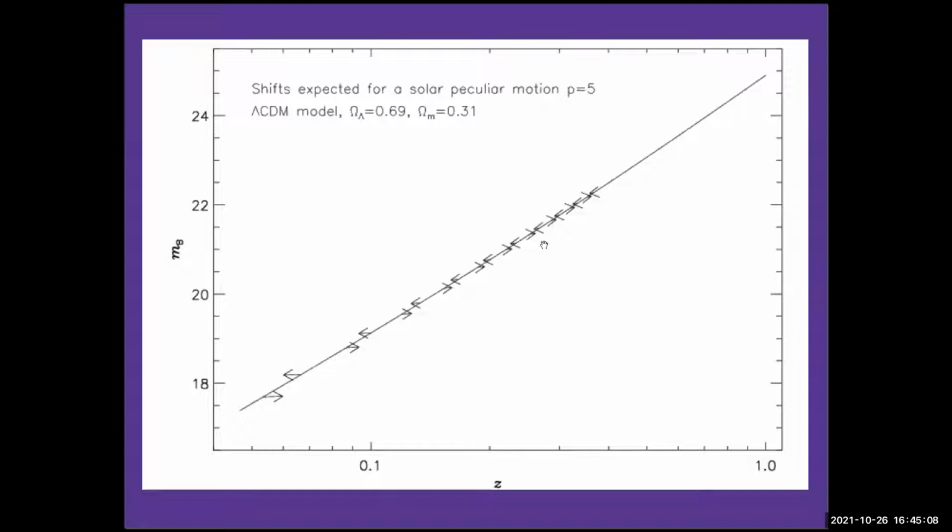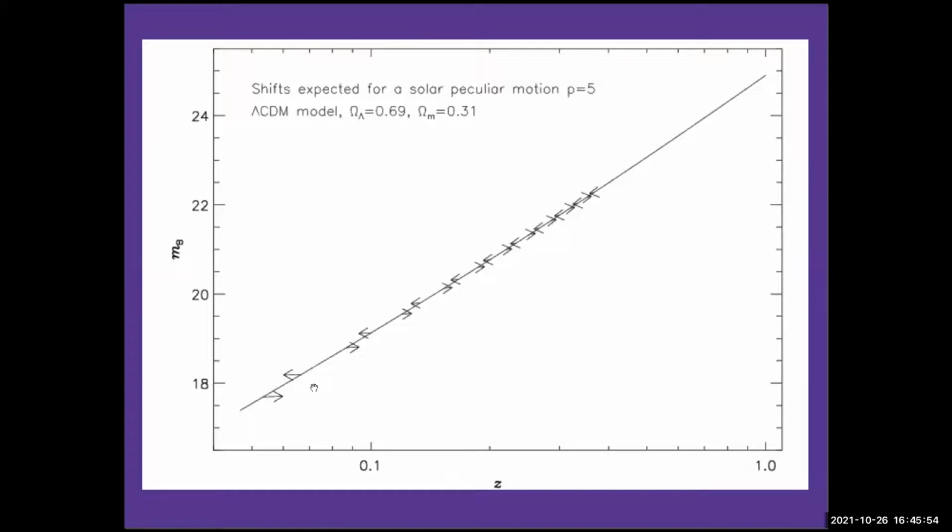So all the sources which are in the forward hemisphere, the hemisphere in which the motion of the observer lies, will shift in magnitude, which will be weaker, a higher value of m_B. While all the sources in the opposite, backward hemisphere will move this way and lie below this. So at a redshift of 0.06, if P is 5, this can result in a systematic magnitude difference of 0.5 between the source at the apex of the motion and the source in the backward direction.